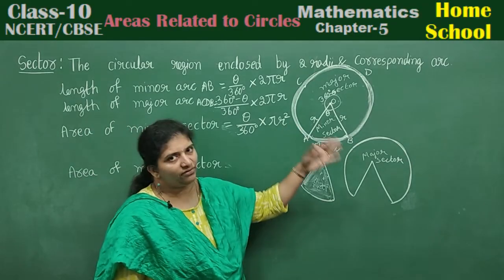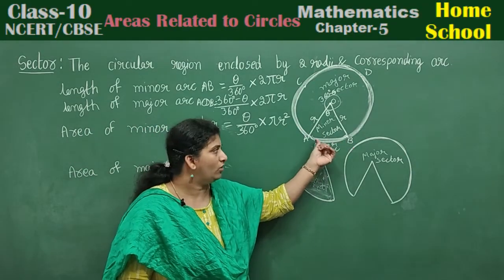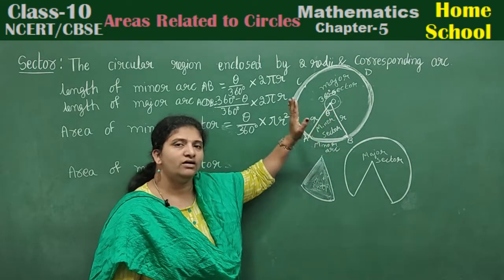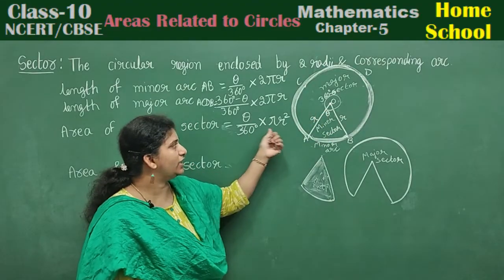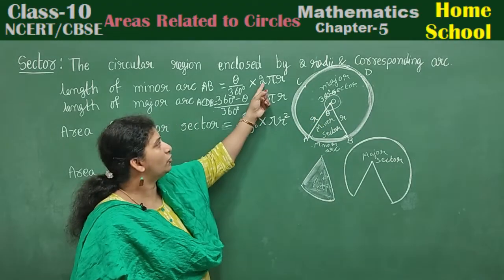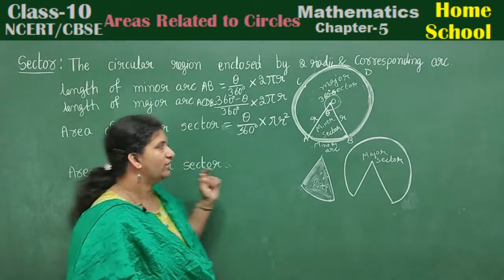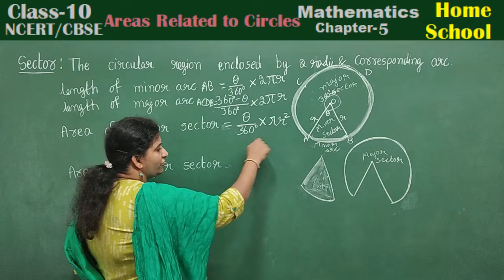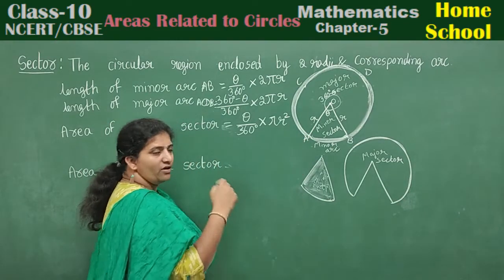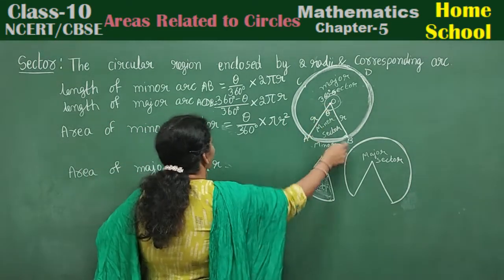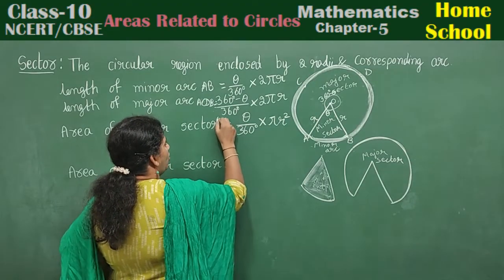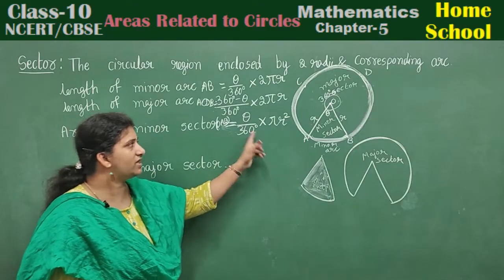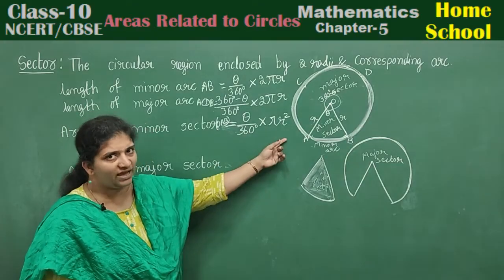Length I am talking about circumference. Theta by 360 into 2 pi r. Area of a circle is pi r square. Angle theta by 360 into pi r square. Here 2 pi r, here pi r square. Area of minor sector is equal to theta by 360 into pi r square. Where is the minor sector? You can write it as OAB. Area of minor sector OAB is equal to theta by 360 into pi r square.